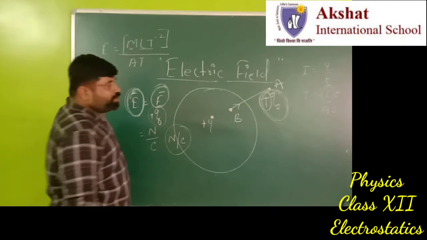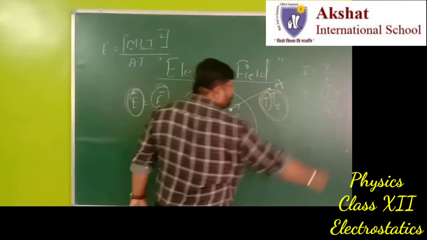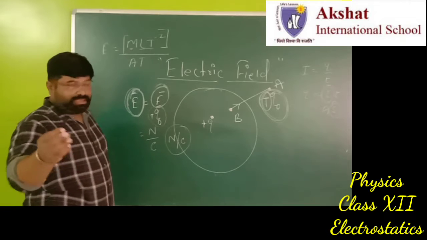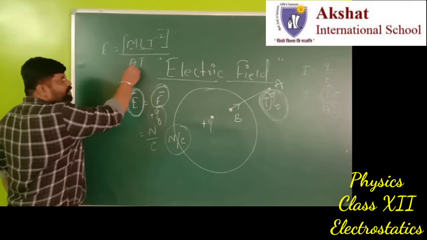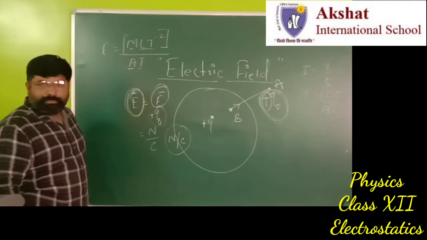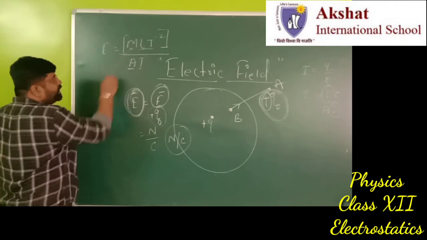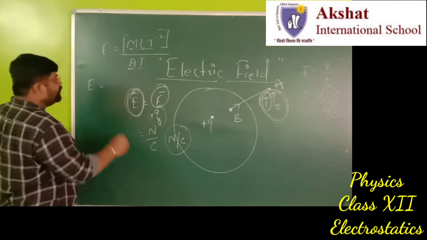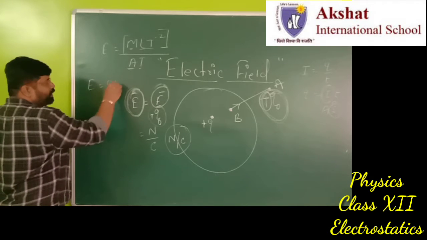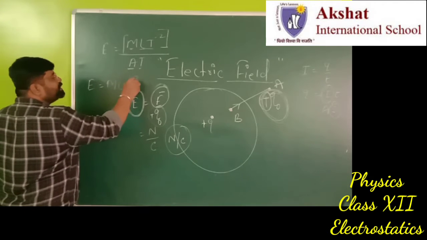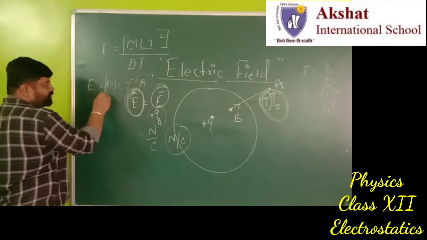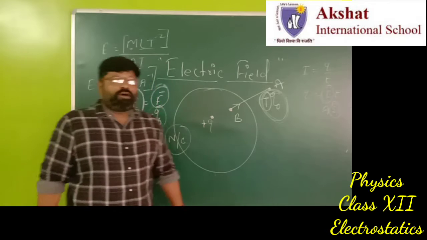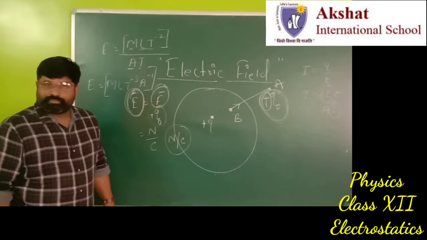The symbol we use here for time in dimensional analysis, which you studied in class 11, is T. So this is ampere time. From here we can get the dimensional formula of electric field strength, that is M L T to the power minus 3 A to the power minus 1.